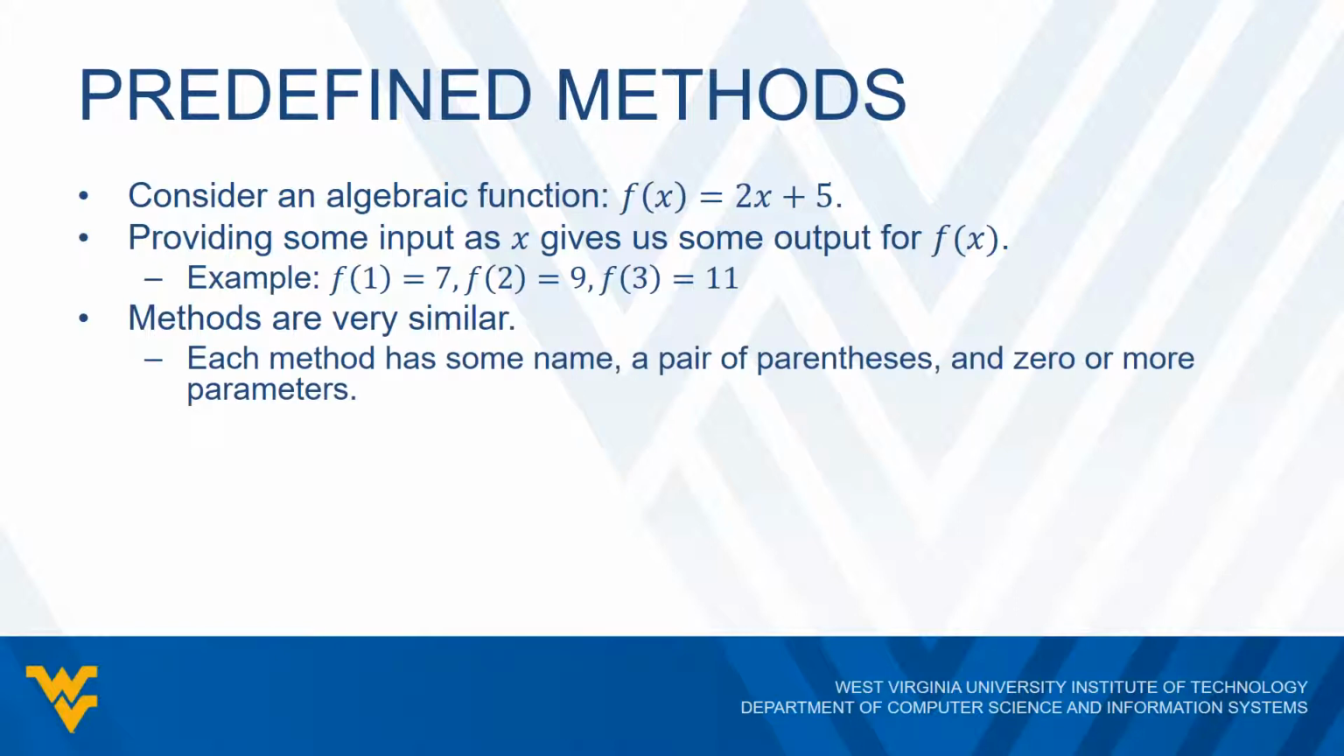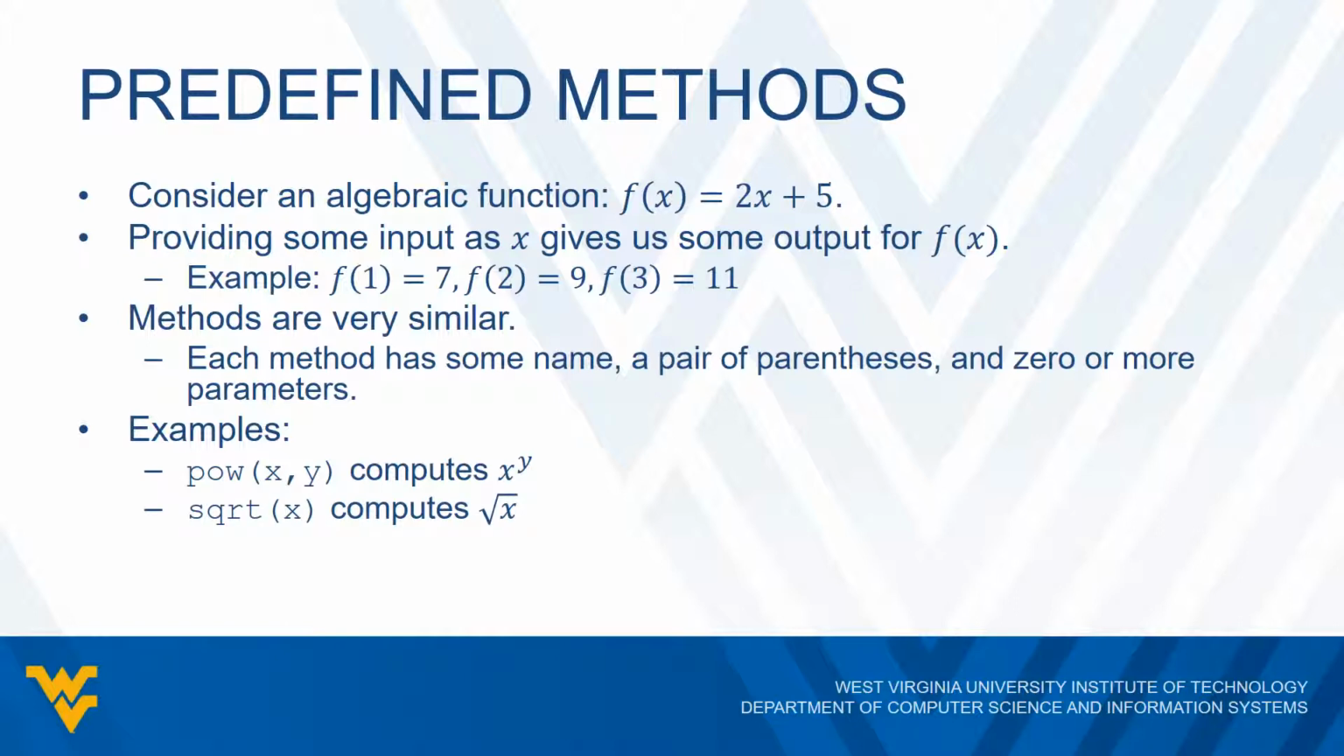Each method is going to have some name, a pair of parentheses, and 0 or more parameters, by which we mean what we put in the parentheses themselves. Here are a couple of examples of methods, and we've already talked about a couple of these. We have the POW method, where x and y are parameters, and this computes x to the y power. There's the square root method, which is SQRT. This has a single parameter, and this computes the square root of x.